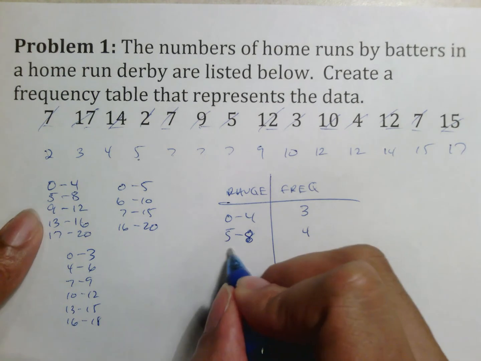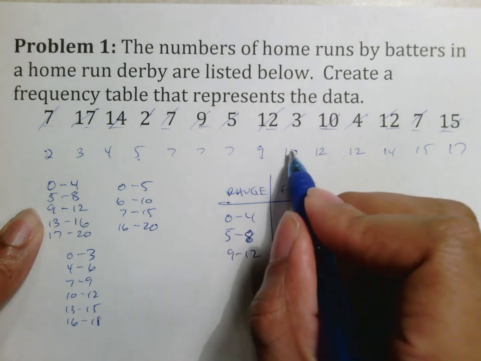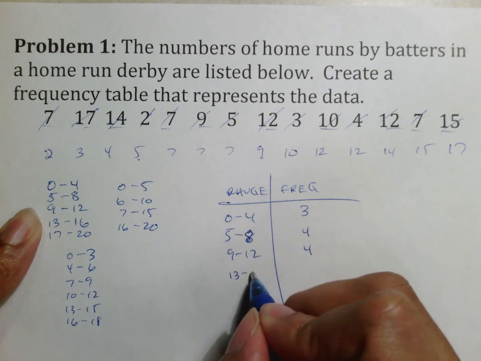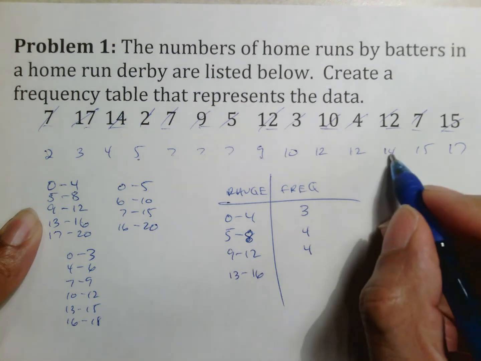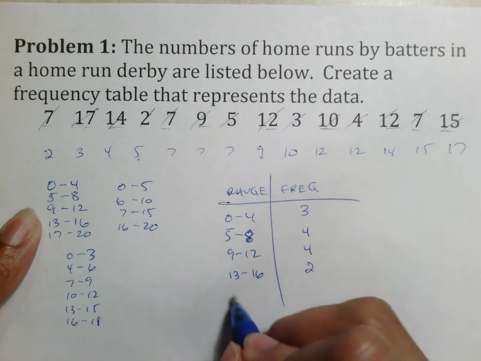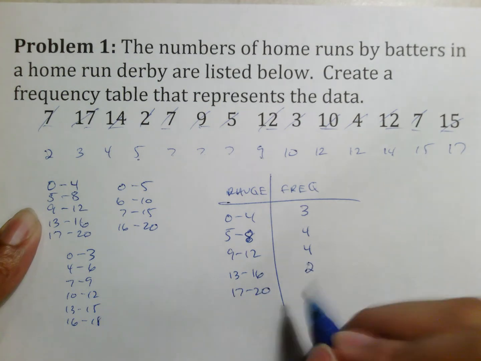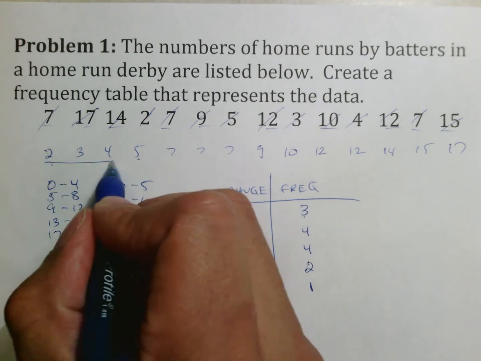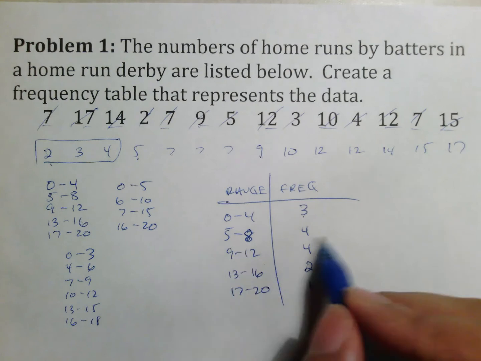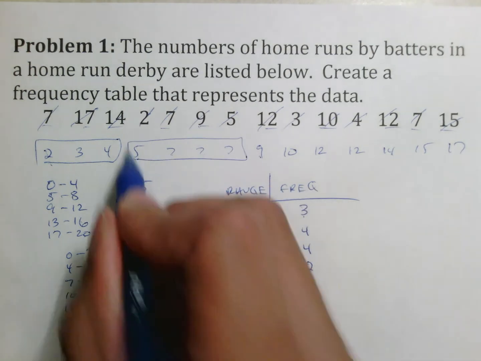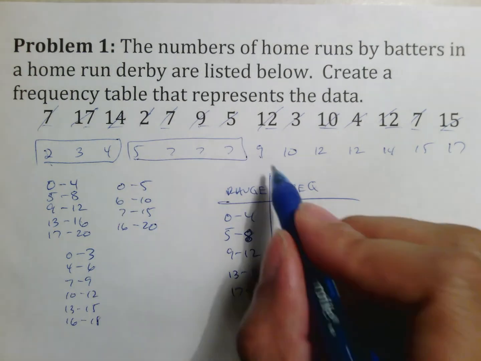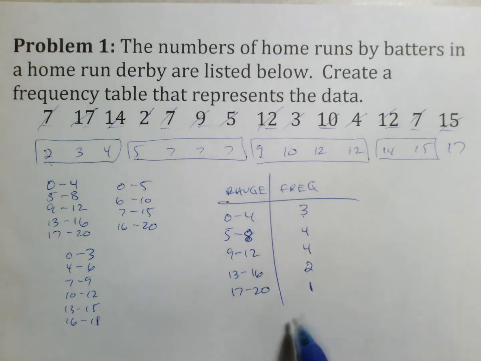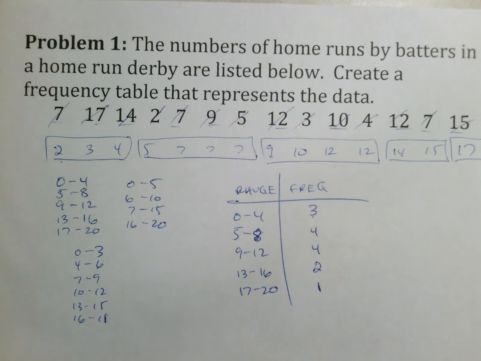Your third range is 9 to 12. So 1, 2, 3, 4 there. Your fourth range is 13 to 16. That would be 1, 2 there. And then your last range is 17 to 20, which is just 1 there. So again, notice there should be 3 things between 0 and 4. Here's the 3 things there. There should be 4 things from 5 to 8. There's that one there. 4 things from 9 to 12. There's that. 2 things from 13 to 16. And 1 item 17 to 20.